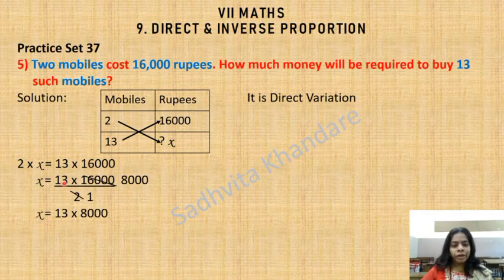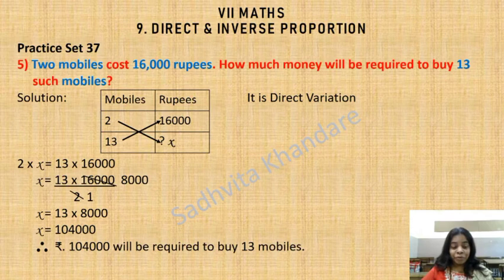X is equal to 13 into 8,000. Because the denominator is 1, dividing by 1 is not going to change the value of our answer. So remaining is 13 into 8,000. So 13 into 8,000 is 1,04,000. Therefore, rupees 1,04,000 will be required to buy 13 mobiles. Now this question is also done.